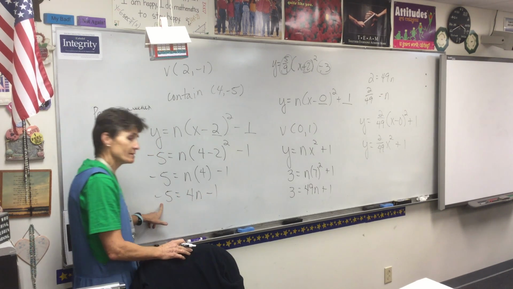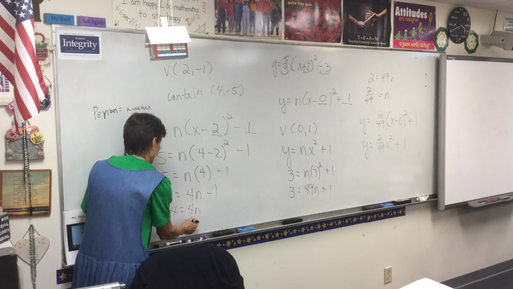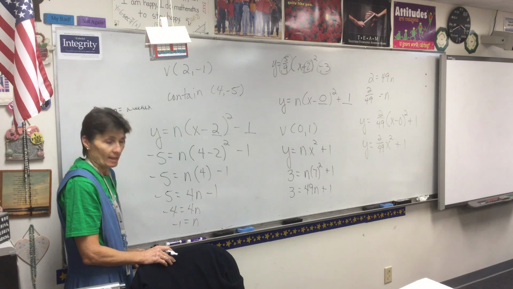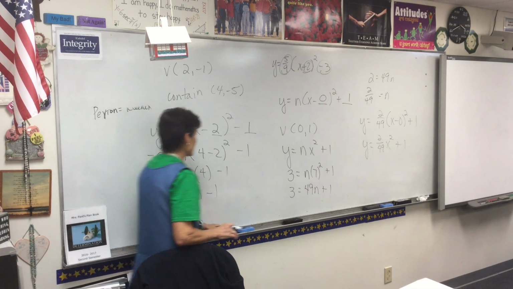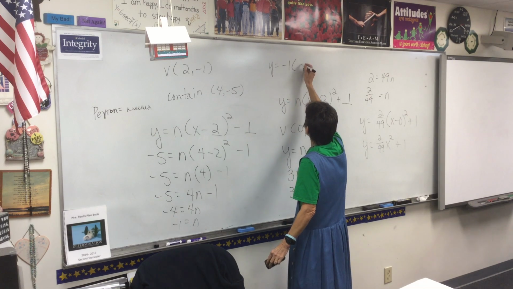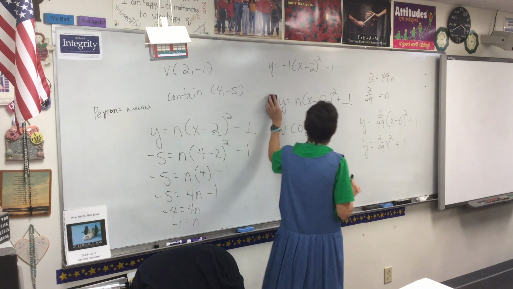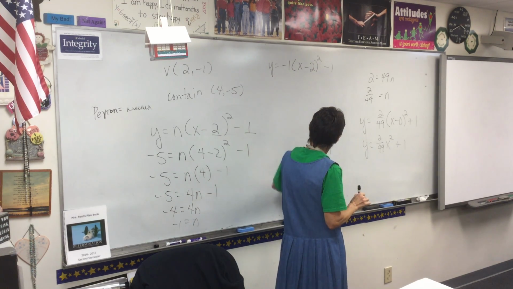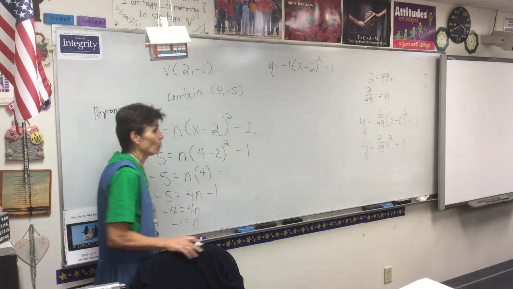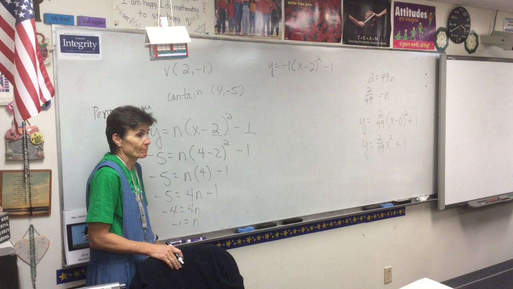What you'll do instead is add it over and divide by 4. And then we write our final answer. y equals -1 times x minus 2 squared minus 1. Is it okay if you just put a negative sign? Yep. You just want to put a negative instead of a -1, that would be fine too. That's true.